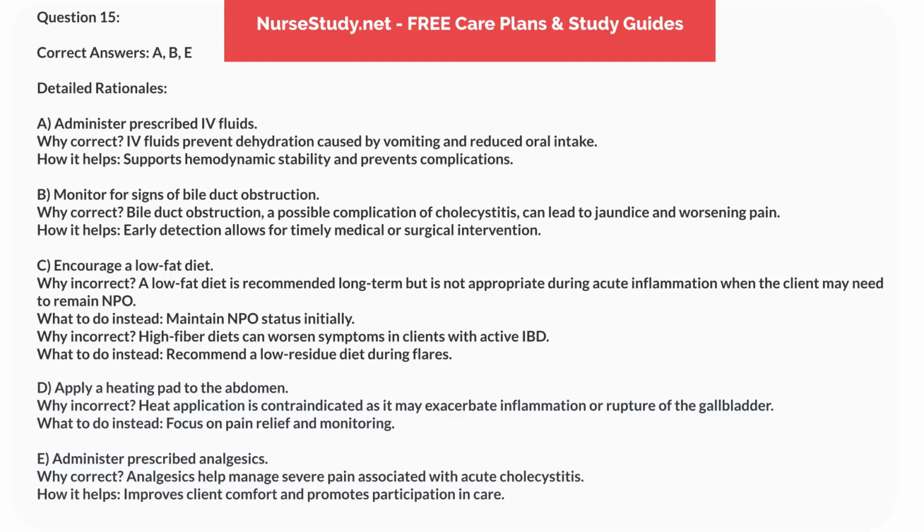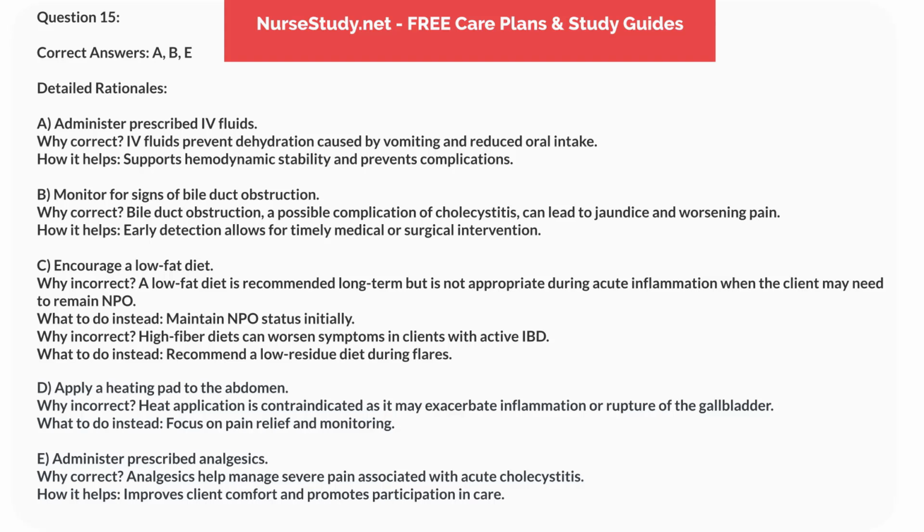Detailed rationales. A. Administer prescribed IV fluids. Why correct? IV fluids prevent dehydration caused by vomiting and reduced oral intake. How it helps: supports hemodynamic stability and prevents complications. B. Monitor for signs of bile duct obstruction. Why correct? Bile duct obstruction, a possible complication of cholecystitis, can lead to jaundice and worsening pain. How it helps: early detection allows for timely medical or surgical intervention.